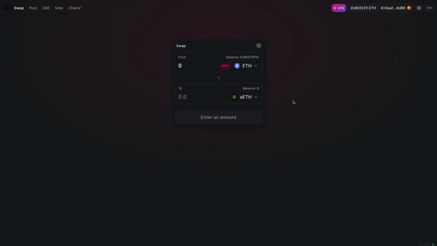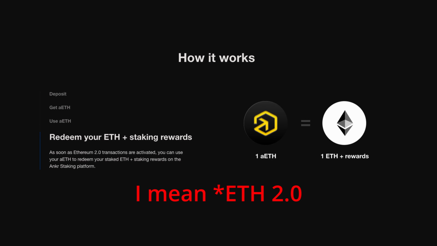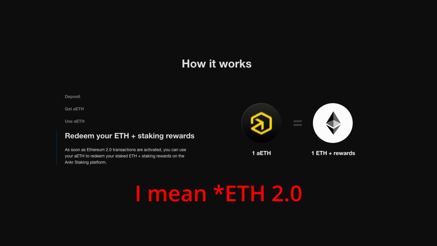So just in case, I would get more than half an ETH if you do end up doing it. After you buy it, that's it. You just wait until ETH 1.5 comes out, that phase. Or actually, they say right before it. And then you'll be able to get your Ether back plus your rewards.